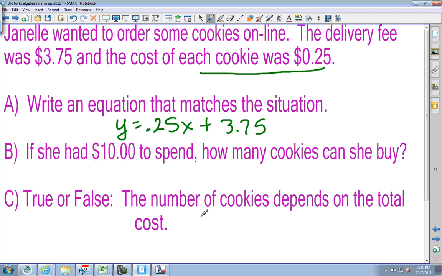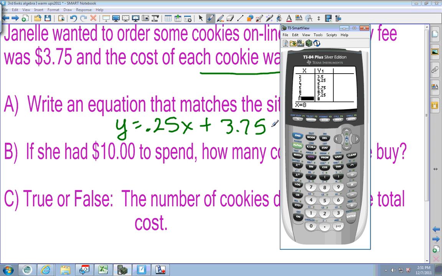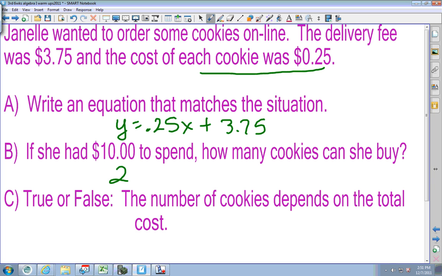Now it says if she has $10 to spend, how many cookies could she buy? Well, let's go in here. Let's put into the calculator 0.25x plus 3.75. And I'm going to go second graph. Where can I get to 10? Well, let's look in the y column for 10. There it is. It would be 25 cookies.